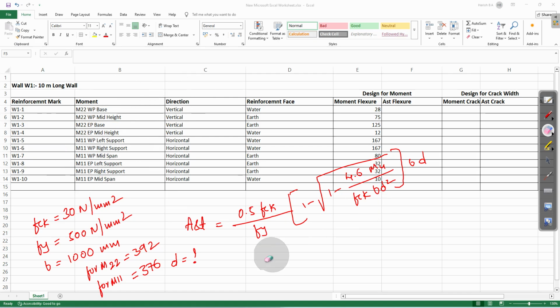You substitute all the values in this equation and you will get AST for flexure. Whatever moments you have calculated are in kilonewton meter. You convert these values to Newton millimeter, then substitute in this equation, and you will get the AST values. Otherwise, you can write an Excel formula for this.